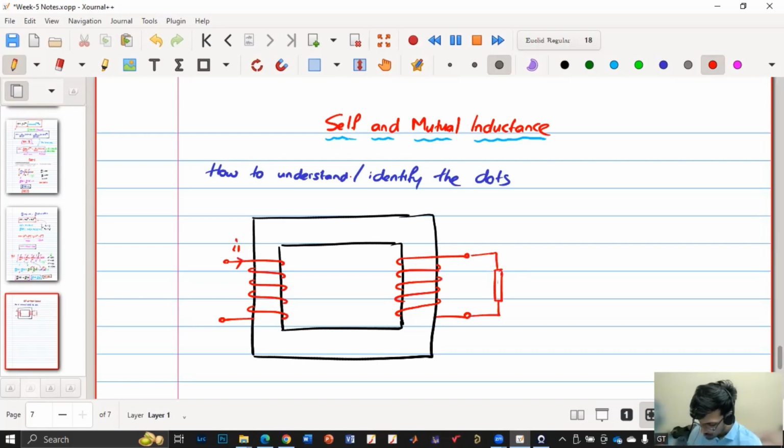Okay, now there is something called dot convention. This dot convention is very crucial because for mutual inductance, it gives us the polarity. Now how to find, say the dot is here for a given winding, whether the dot should be here or whether the dot should be here. So that is the query. Does anyone know how to select this, or any idea?